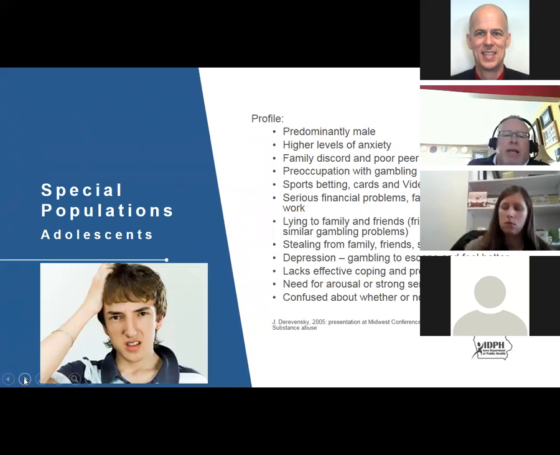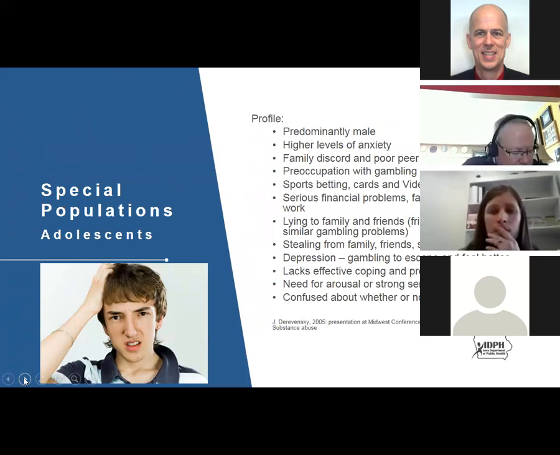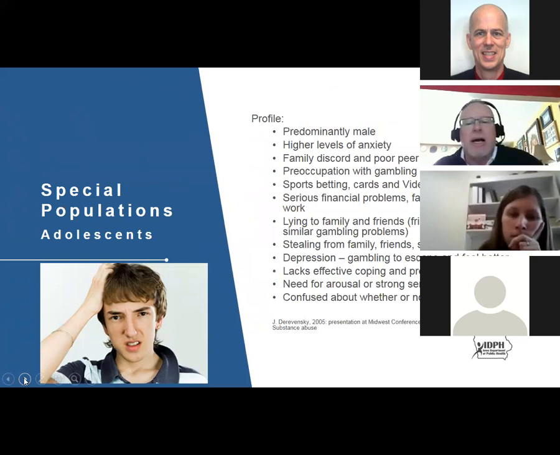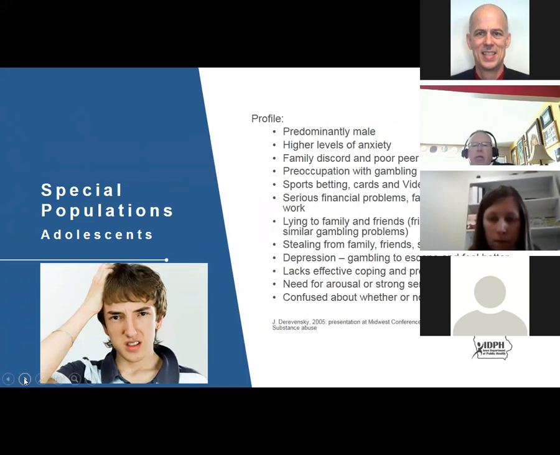So let's profile adolescents. Predominantly male. Mostly males get involved early on in gambling, and that starts around the age of 11 or 12. They quickly preoccupy themselves with gambling, and they have a tendency to gravitate towards action games like cards and sports and poker. Those kinds of things are what they're very interested in. They have a tendency to lie a great deal about their gambling to people.